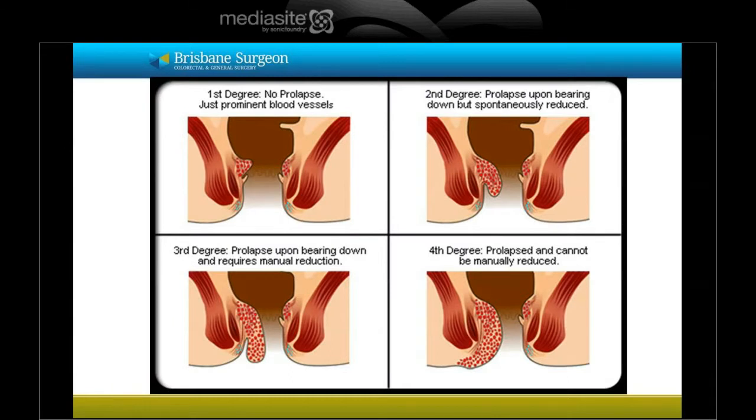This is a diagrammatic representation of the 4 stages, and in this diagram they are called degrees of prolapse rather than stage. Just to recap, first degree do not prolapse, second degree prolapse but reduce spontaneously, third degree prolapse and require a manual reduction, and fourth degree hemorrhoids cannot be reduced.